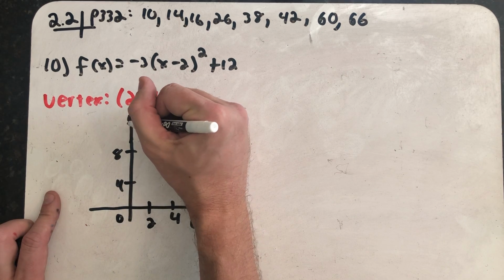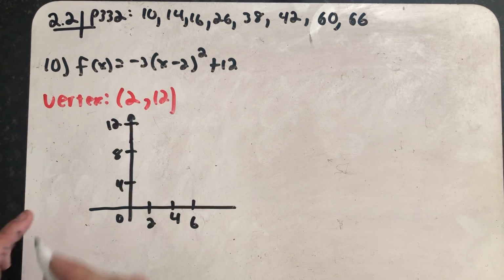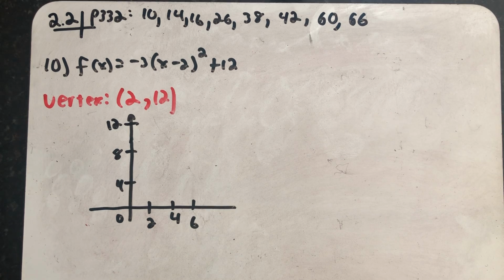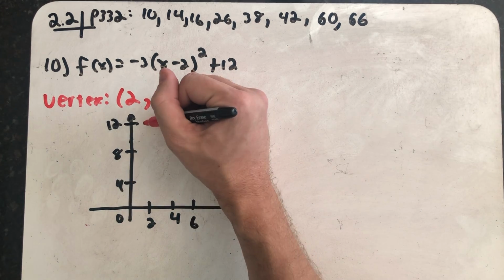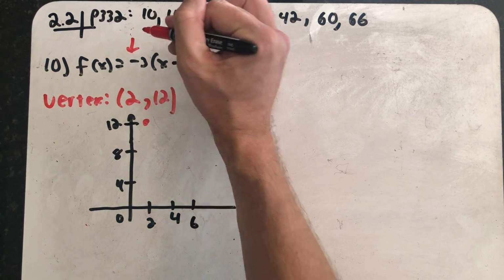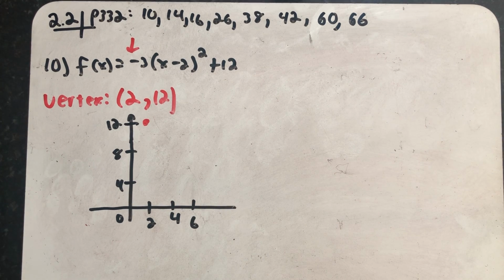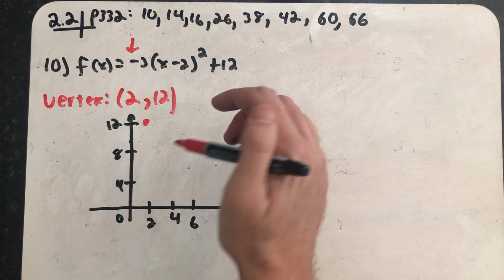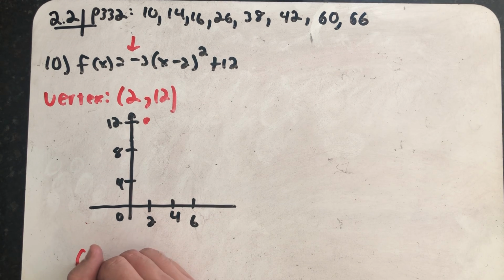I'm counting by 2's on my x-axis and by 4's on my y-axis just for ease, but that vertex is up at 2, 12. Because of that minus out front, I know my parabola faces down. Alright, I want to think about the x-intercepts. I could plug 0 in for y and solve very easily, so let's just do that.